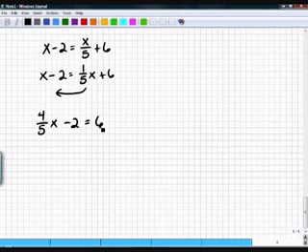Any questions? What's my next step? Plus 2. Good. Move that over there. So we have 4/5 x equals what? 8. Last step. How do I get 4/5 away from x?